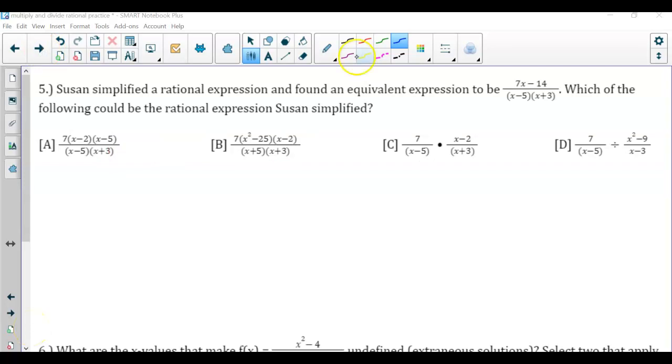In this next problem, it says that Susan simplified a rational expression and got it to be this final answer.